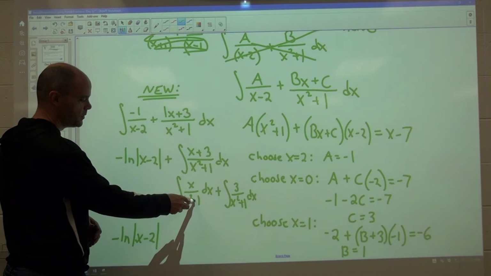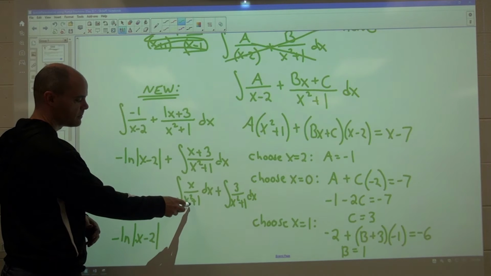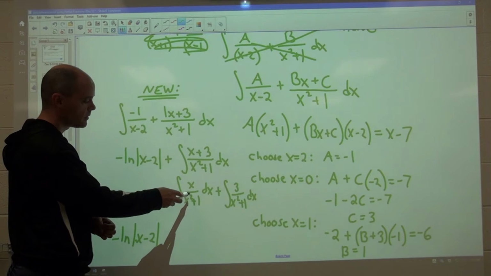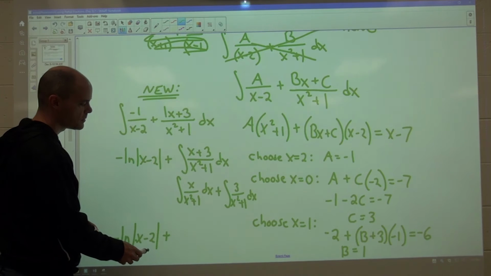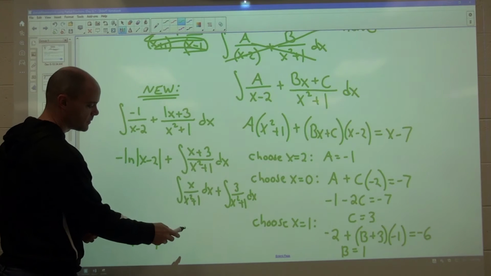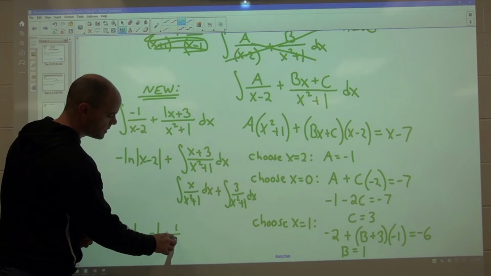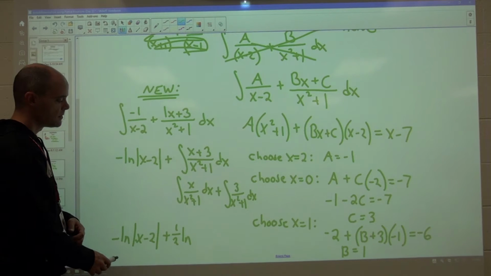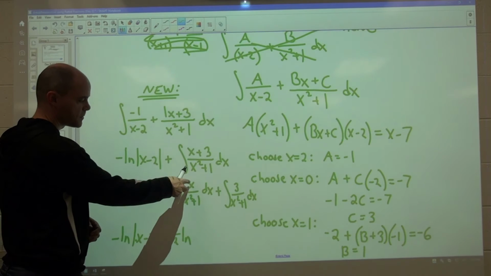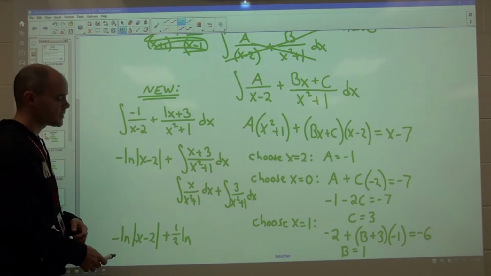Well, this would be u. The derivative of that would be 2x, and I don't want a 2x. So I'd have a half in my u substitution. And then I will end up with 1 over u, so I'll have 1 half. It does end up being an ln again, but the half comes from u substitution, not from a partial fraction.